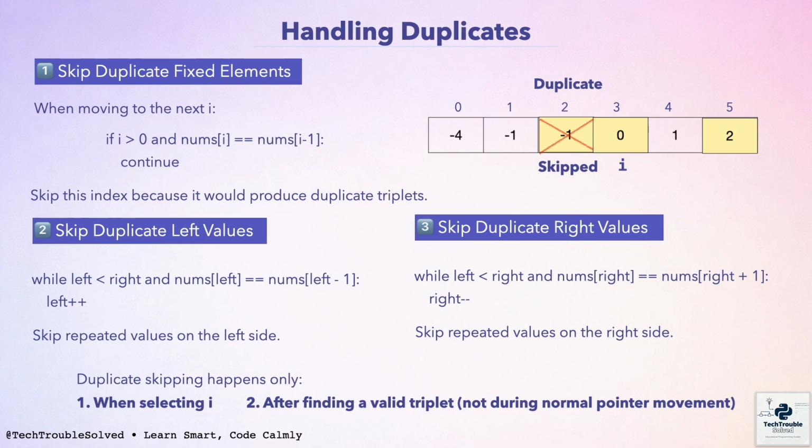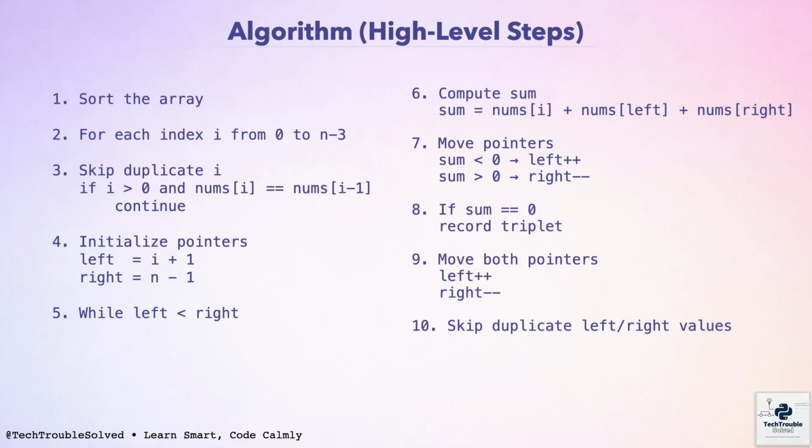Now that we understand how duplicates are handled, let's put everything together and look at the complete algorithm step by step. First, we sort the array so that we can use the two-pointer technique and easily handle duplicates. Next, we iterate through the array and treat each element as the fixed element of the triplet. To avoid duplicate triplets, we skip the iteration if the current element is the same as the previous one.